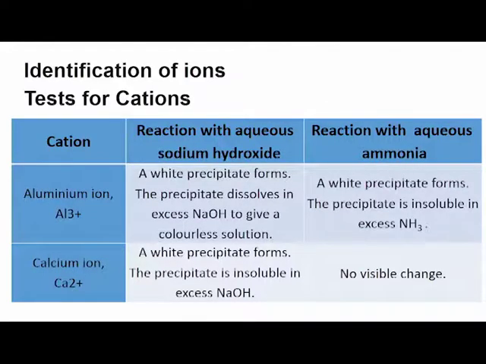For tests for cations, students are expected to know which solutions are added when you are testing for cations. It's only aqueous sodium hydroxide and aqueous ammonia. Then for each ion, you should know what the observations are for you to conclude that the ion present in this solution is aluminum or it's calcium.